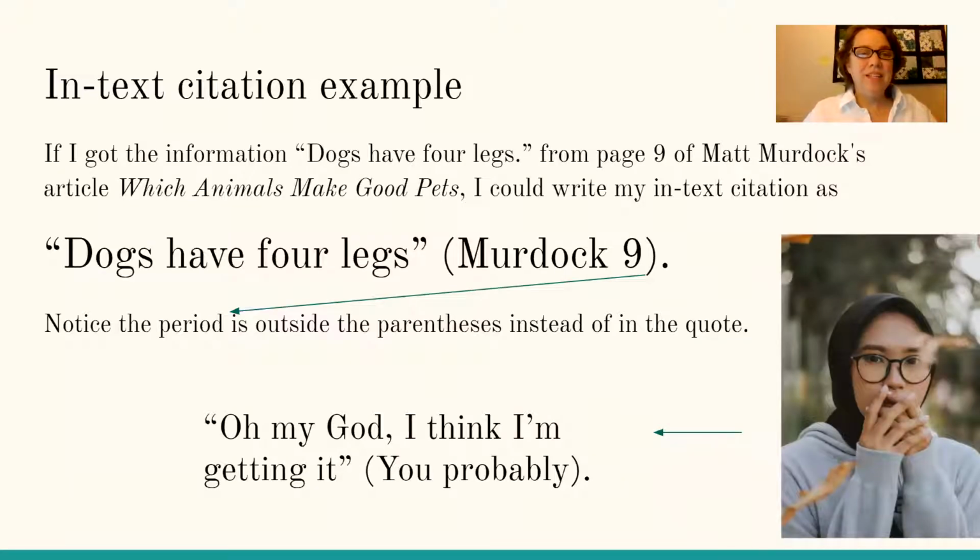Here's an example of an in-text citation. If I got the information, dogs have 4 legs, from page 9 of Matt Murdock's article, Which Animals Make Good Pets, I could write my in-text citation as "Dogs have 4 legs" (Murdock 9). Notice the period is outside the parentheses, not inside the quote. Are you getting it?